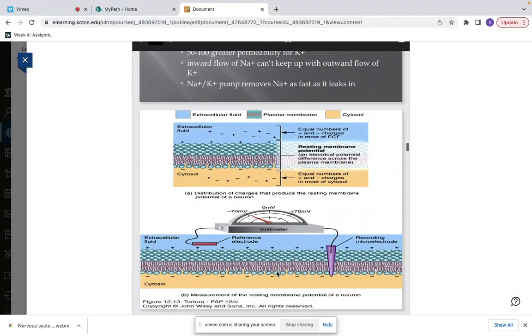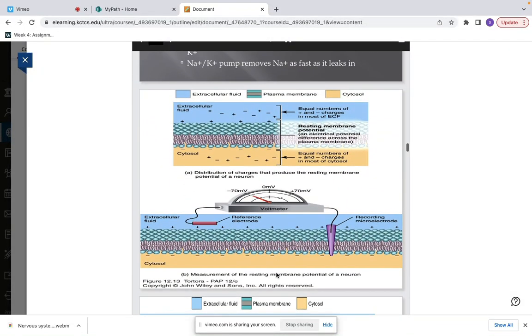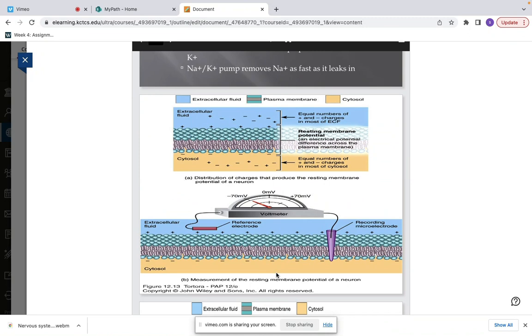Here we see a picture that will depict these principles. You'll see the plasma membrane. If you can remember back from Biology 112, you had the hydrophilic heads and the hydrophobic tails in this double phospholipid bilayer. And again, it's the difference in these ions across this gradient which is establishing this resting membrane potential.